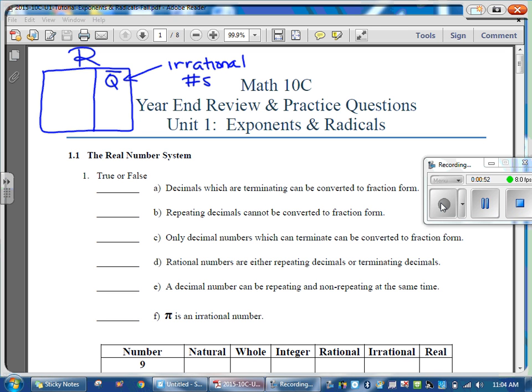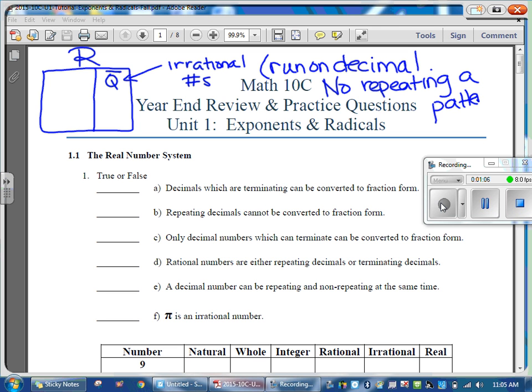Perfect. Run on decimals. Well said. Run on decimal. No repeating. Okay, no repeating a pattern. Okay. Now, what creates those? What creates a run on decimal?